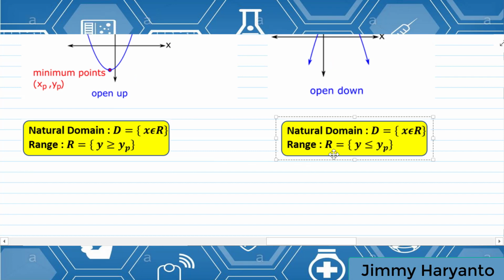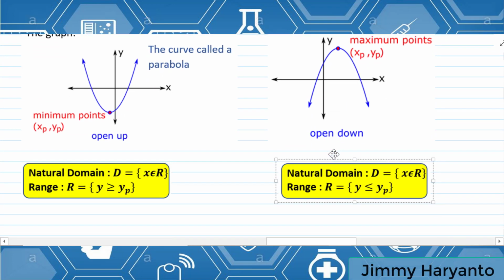Next, for this one the domain is also x ∈ R, because it goes left continually and goes right continually. But for the range, it has a maximum point yp, the maximum value is yp, so we can say y less than or equal to yp. So the conclusion is if it opens up, the range will be y greater than or equal to yp. If it is open down, y will be less than or equal to yp.